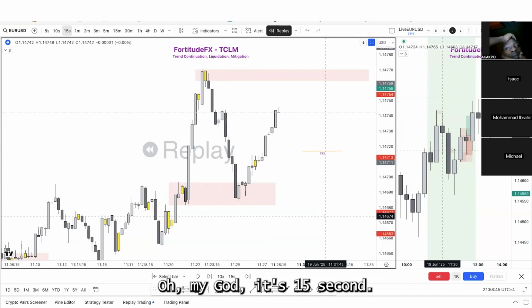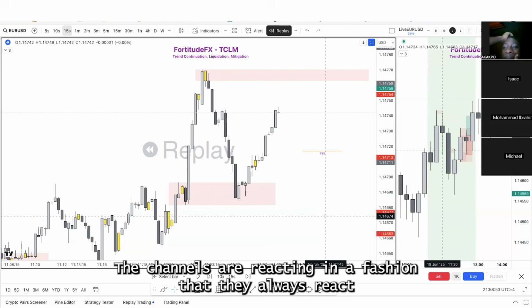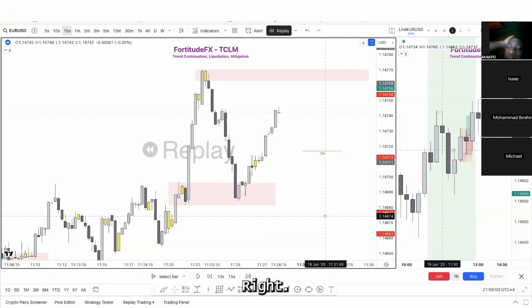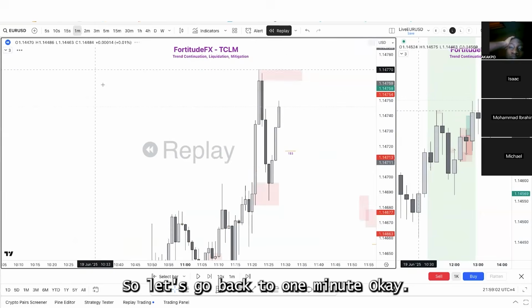It's just in our minds, oh my God, it's a 15-second chart, so there's a lot of noise in here. There is no noise. Everything is run to a precise T. The candles are reacting in the fashion that they always react since the start of these candlestick patterns came in, right? So let's go back to 1 minute.